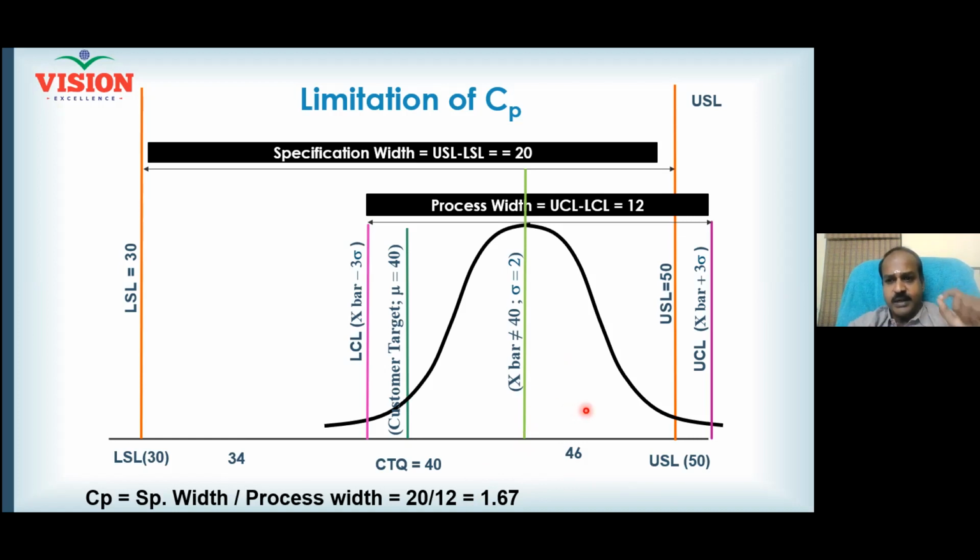This is the reason for having another metric, another tool, CPK. CP monitored only the position of the control limit. It failed to monitor the position of the central tendency. However, CPK will monitor the control limit as well as the central tendency, and that is why it is better than CP.